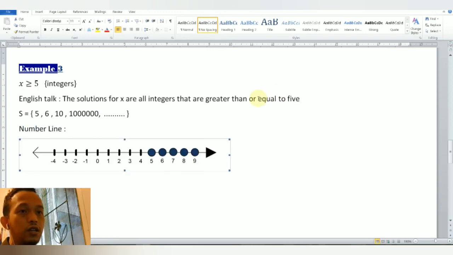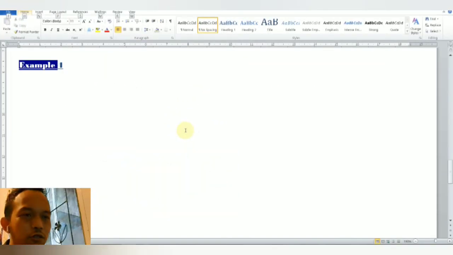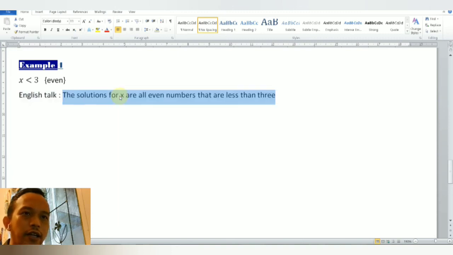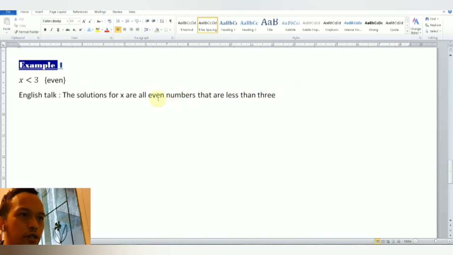So this is the number line. An example of how the domain plays out is this one. Let's talk about this statement of inequality, but the domain is even numbers. How do we put it in English? The solutions for x are all even numbers that are less than 3. So what are all even numbers that are less than 3? You can start to put it together inside your solution set.